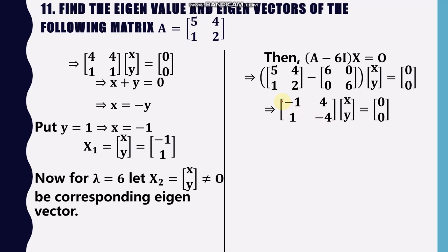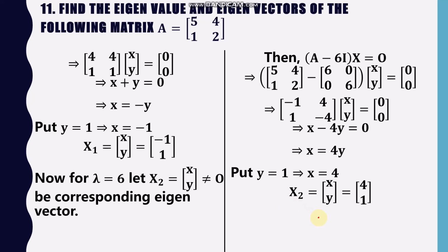So again the rank of this matrix is 1. So both these equations will give us the same result, which is x minus 4y equal to 0. So this gives us x is equal to 4y. If we put y equal to 1, we get x equal to 4. So (4, 1) is the eigenvector corresponding to lambda equal to 6. And in this way, we have calculated the eigenvalues and eigenvectors of this given matrix. Now let's move to the 12th question.